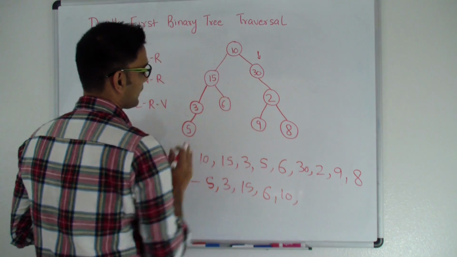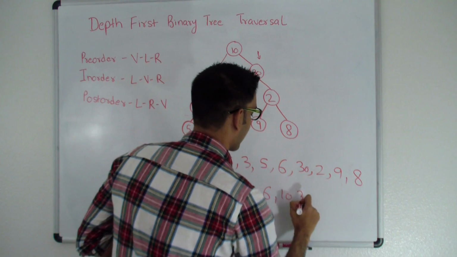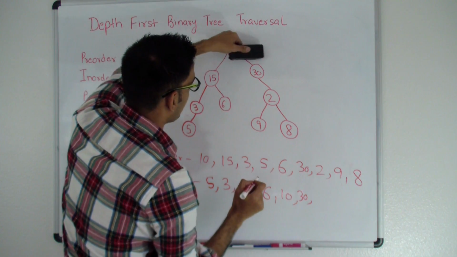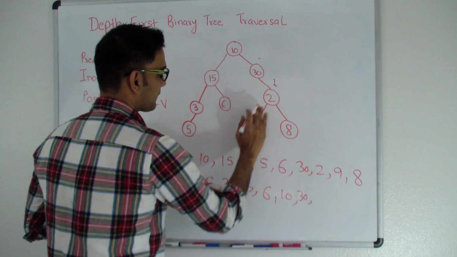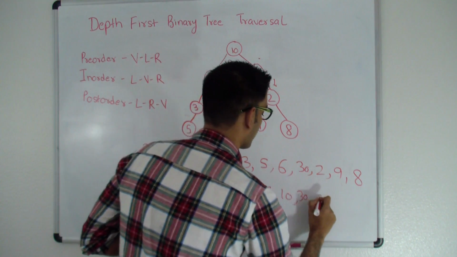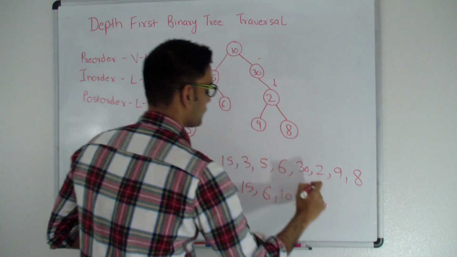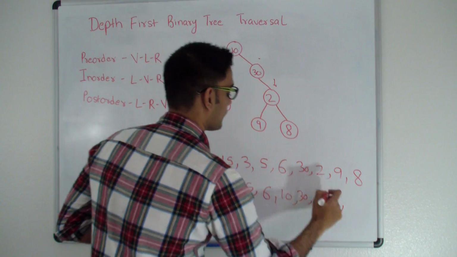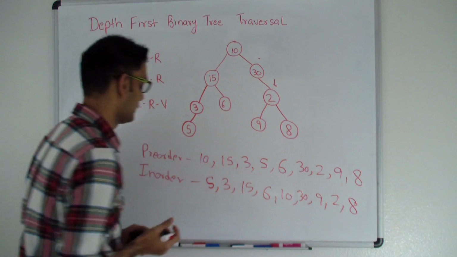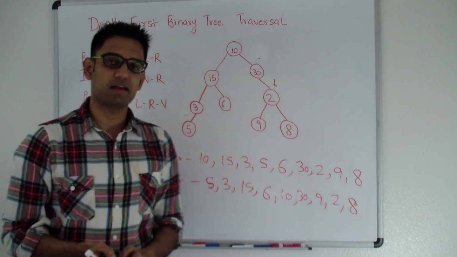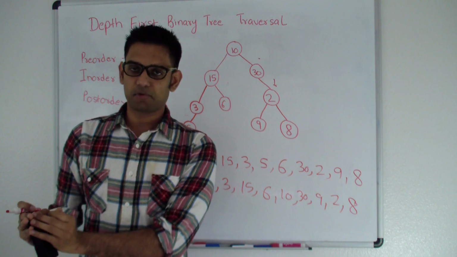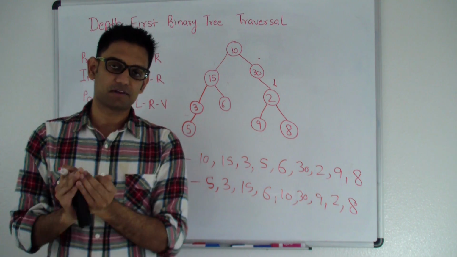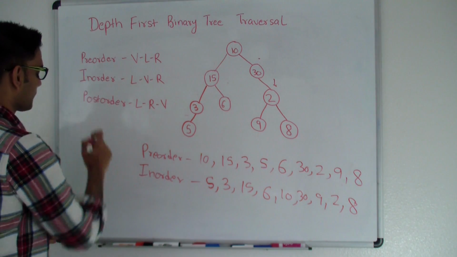For 30, there is nothing on the left, so I print 30 and then I go to its right. For 2, we have a left, so we go to 9. So we first print 9, then go back to 2, print 2, and then go to 8 and print 8. So this is my inorder traversal. Again, first print everything on the left, then print the root, then print everything on the right, and do this recursively for every node. Let's look at the postorder.